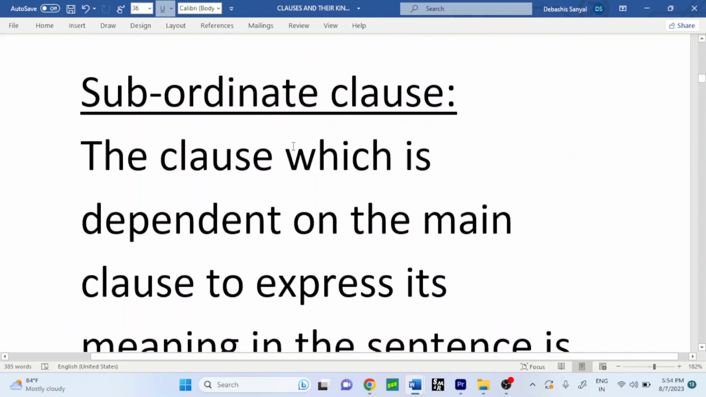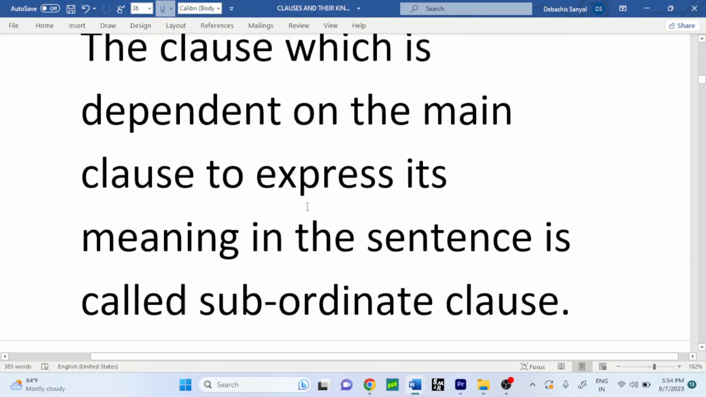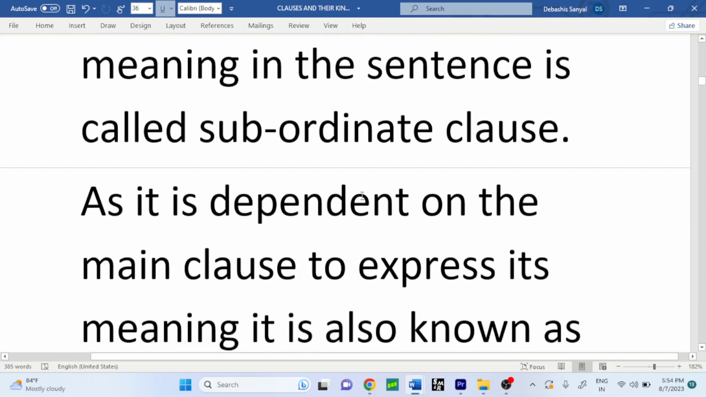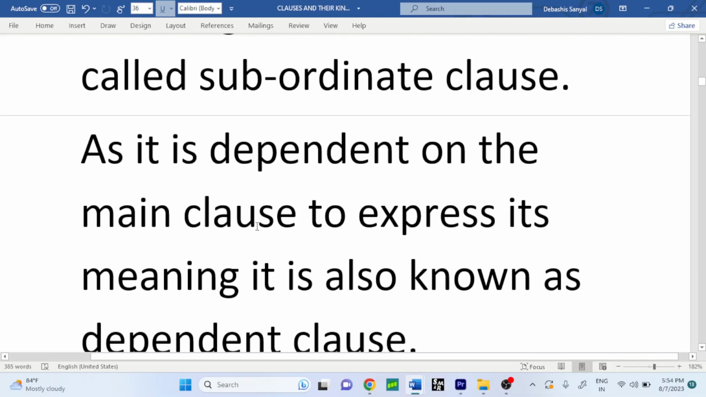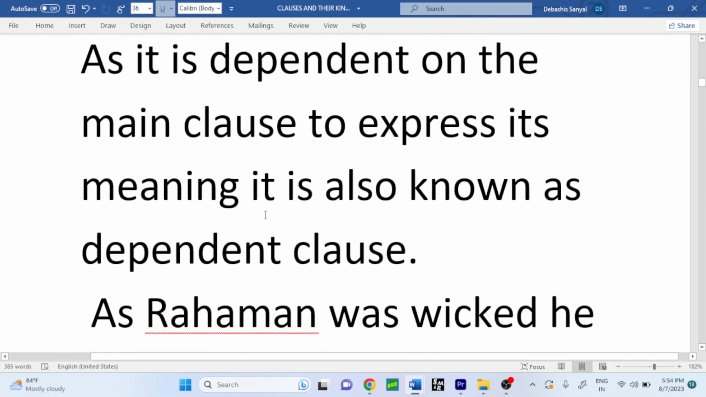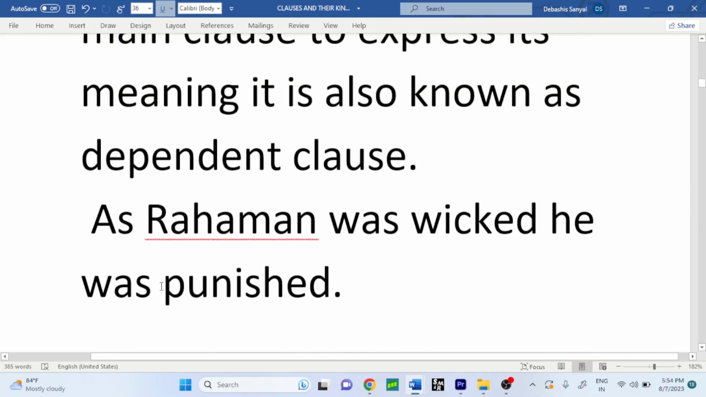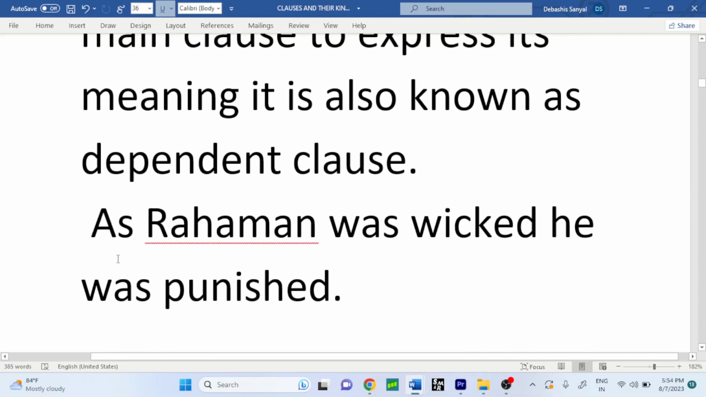Next one, subordinate clause. The clause which is dependent on the main clause to express its meaning in the sentence is called subordinate clause. As it is dependent on the main clause to express its meaning, it is also known as dependent clause. As Rahman was weak, he was punished. Okay, identify here the dependent clause.